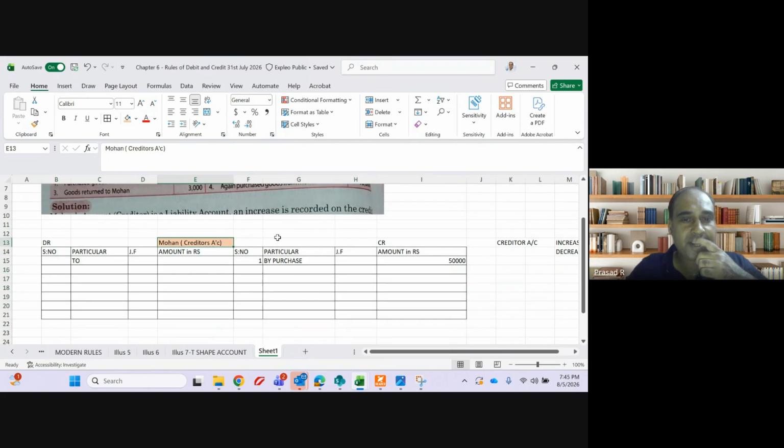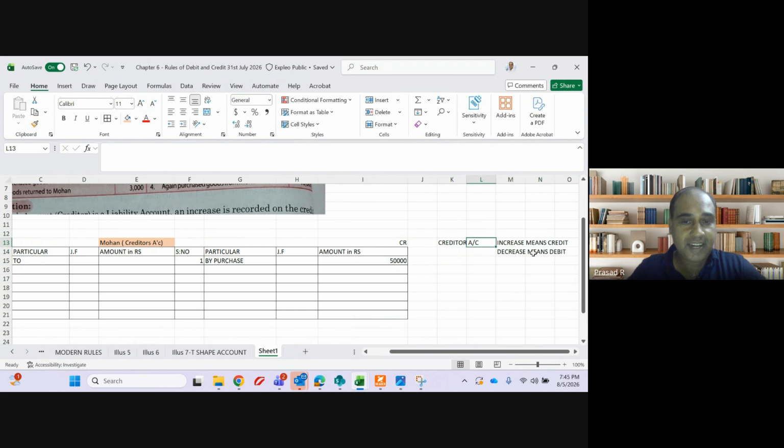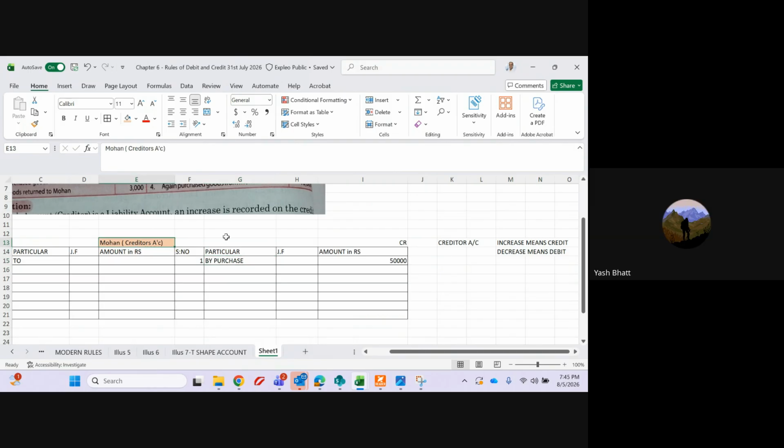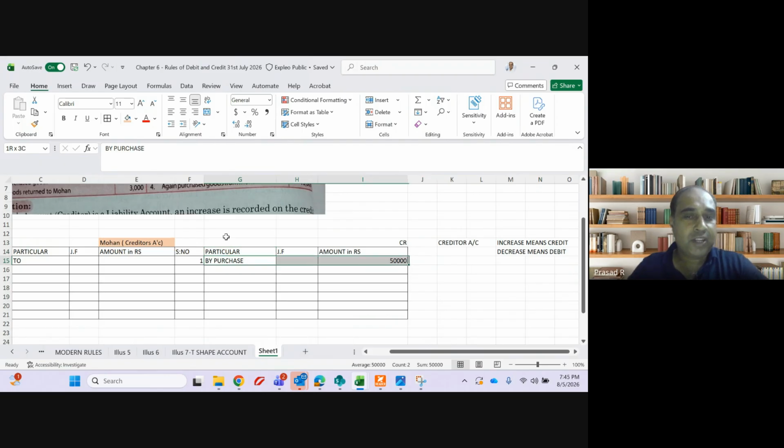When I make a purchase, my creditor will increase or decrease? Increase, sir. Creditor increase means liability increase, so should it come on the debit side or credit side? Liability increase will be credit. Increase means credit. And why is this credited? Because there is a debit called purchase. Creditors is increasing, that is why I have put it on the credit side.